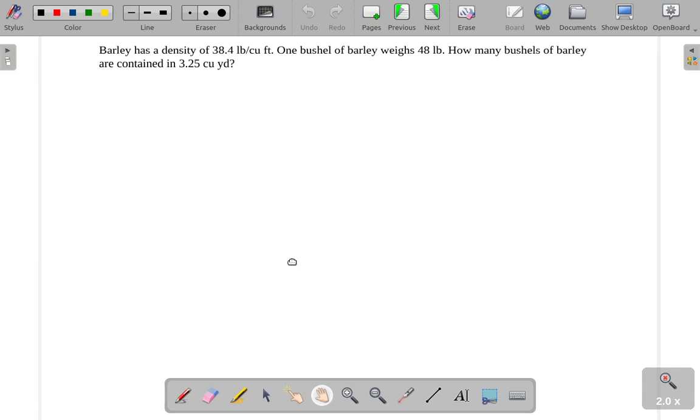Barley has a density of 38.4 pounds per cubic foot. 1 bushel of barley weighs 48 pounds. How many bushels of barley are contained in 3.25 cubic yards?